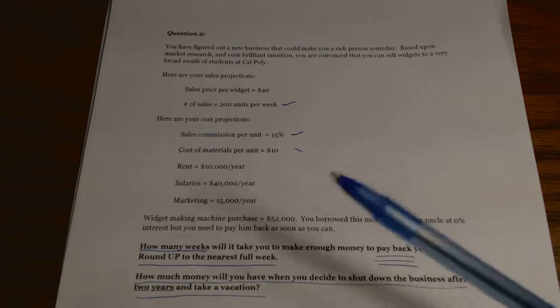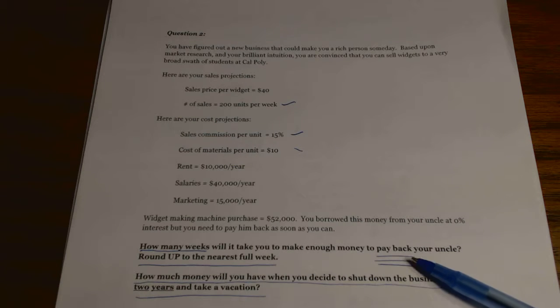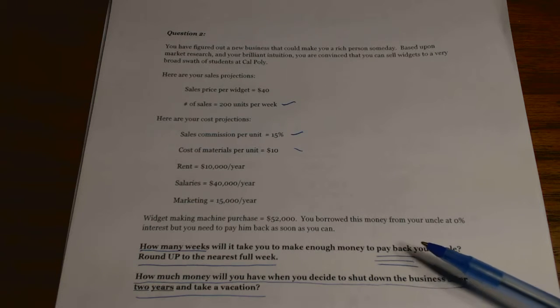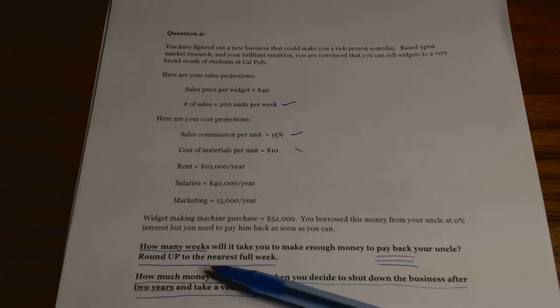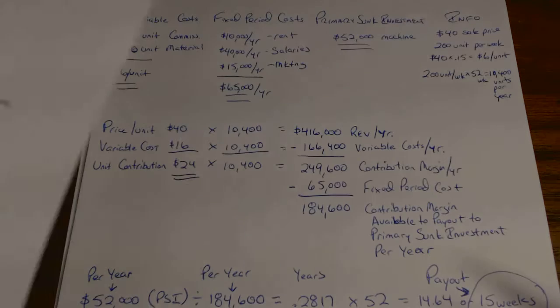So the two questions: how many weeks will it take you to make enough money to pay back? Remember, payback. We did break even on the previous question. This is payback, where you're paying back the cost of the primary sunk investment and any money that you owe, like interest or something. It says round up to the nearest full week. Second part is, make sure you do the second part if there's two parts: how much money will you have when you decide to shut down the business after 2 years and take a vacation? Okay, so let's go through this.